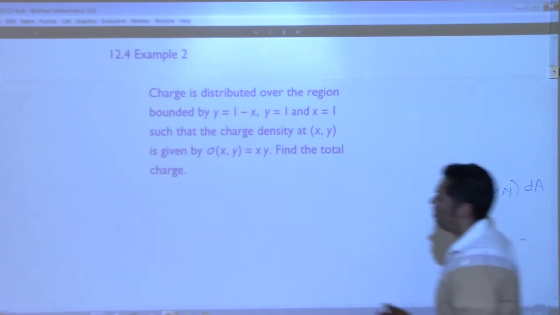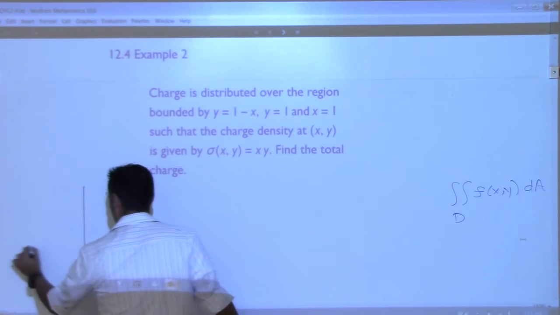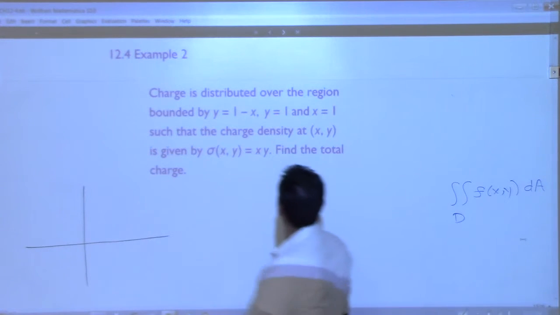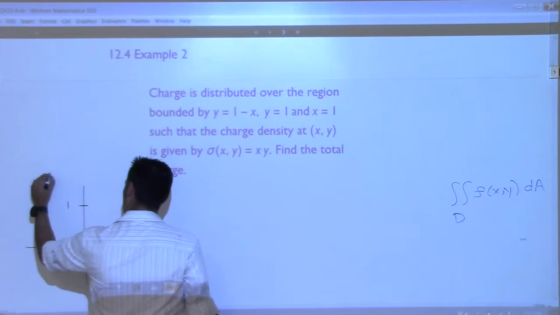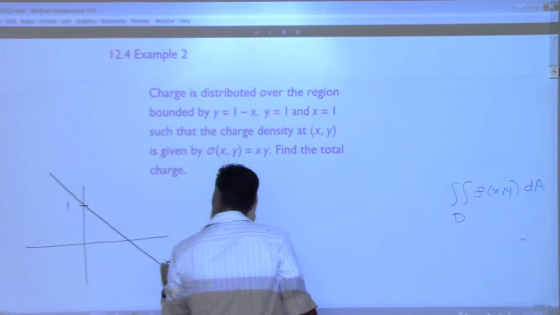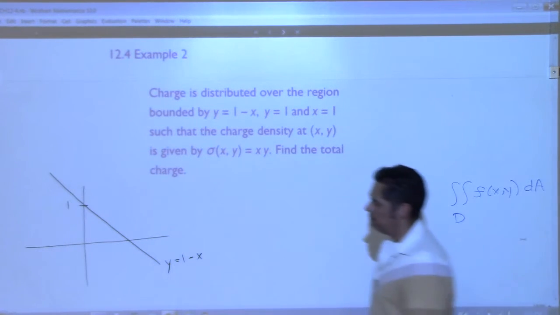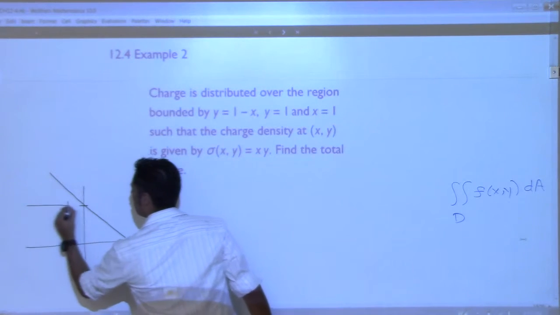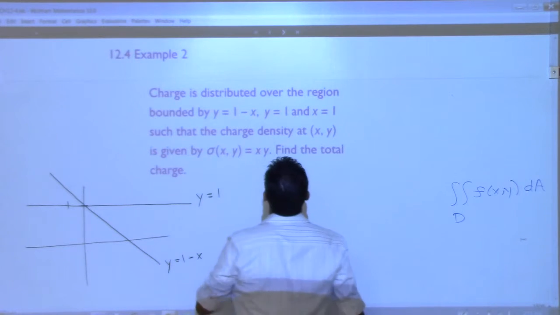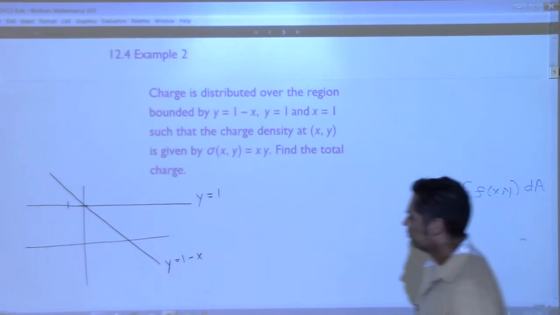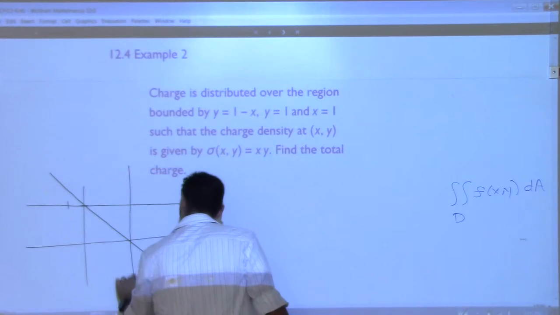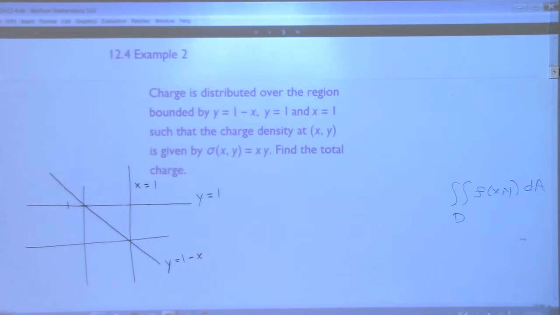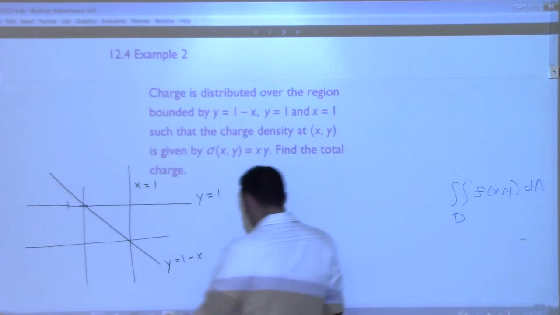All right, so let's get our lamina. Let's draw it. Our lamina is bounded by y equals 1 minus x, that's a line, y equals 1, a horizontal line, and x equals 1. Do you all see the lamina? Okay, our lamina is right here.